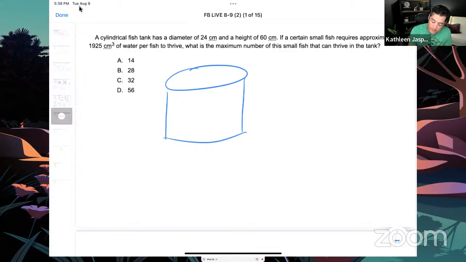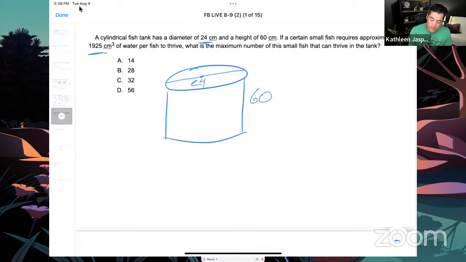And it says we have a diameter of 24. Important to know what diameter means. Diameter is a line from a point on a circle that goes through the center to another point on the circle. And in this case, it's 24. Our height is going to be 60. We need to allot 1,925 cubic centimeters for every fish. So what's the max that we can go?